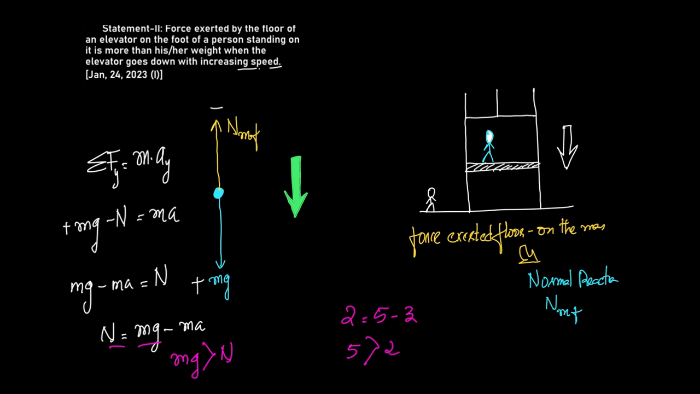And what does the statement say here? Force exerted by the floor of the lift is more than the weight. What is that force? Normal reaction. So statement 2 says that normal reaction is more than the weight. But actually, what is the case here? Weight is more than the normal reaction, which is actually the other way around. So statement 2 is a false statement, whereas statement 1 is the correct one.